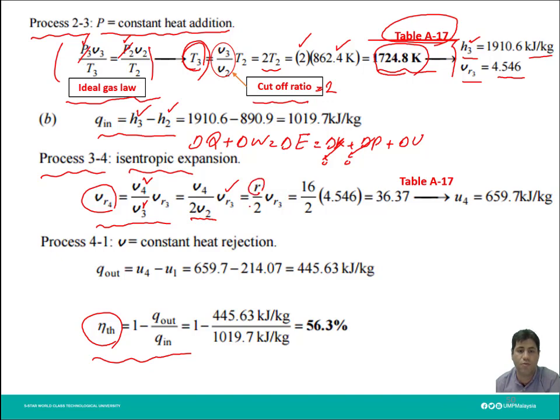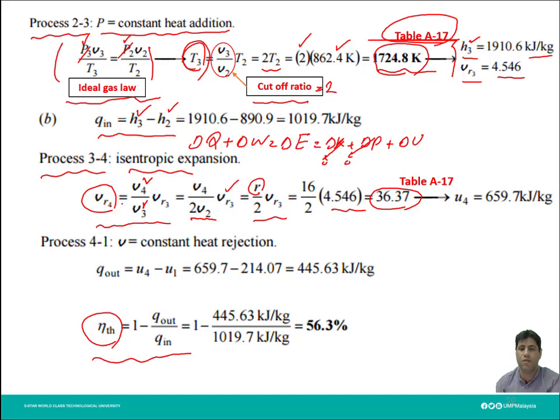So this equation will be changed to this one: R divided by 2 times VR3. R is given, it is 16, divided by 2 times VR3, with VR3 from the previous step. Finally, we can have VR4, which is equal to 36.37. Again, with the same procedure, here we have found VR4 as a dimensionless property.